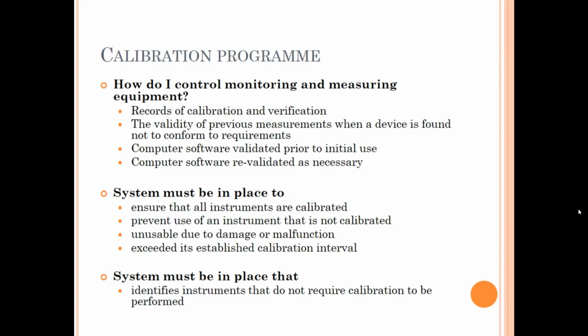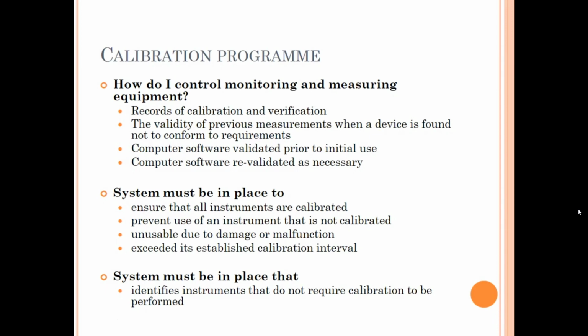How do I control monitoring and measuring equipment? Records of calibration and verification of results must be maintained. The validity of previous measurements when a device is found not to conform to the requirements must be looked at. Computer software used for monitoring and measuring must be validated prior to initial use, and the same computer software used for monitoring and measuring equipment needs to be revalidated as and when necessary.